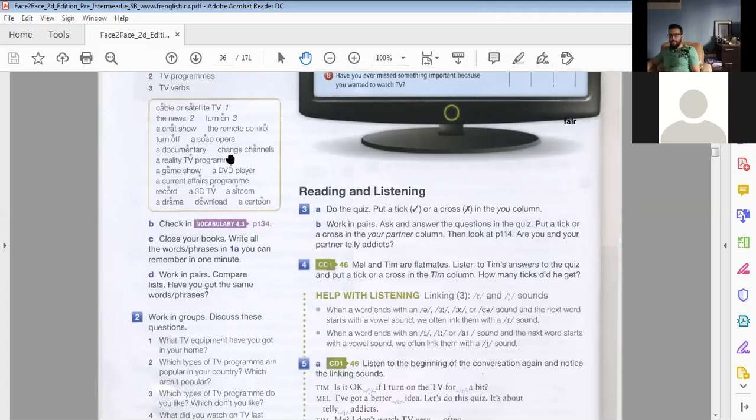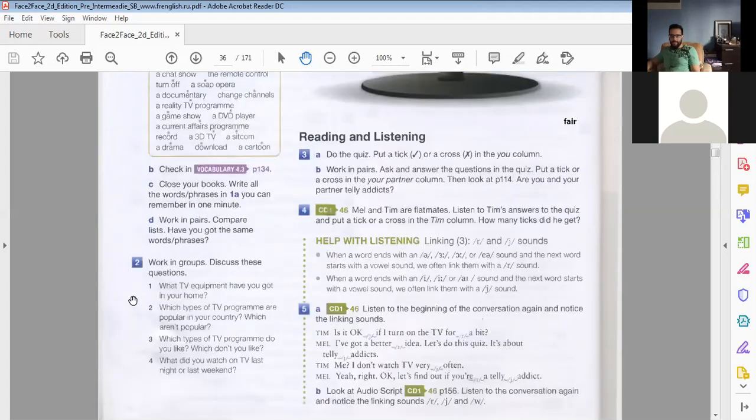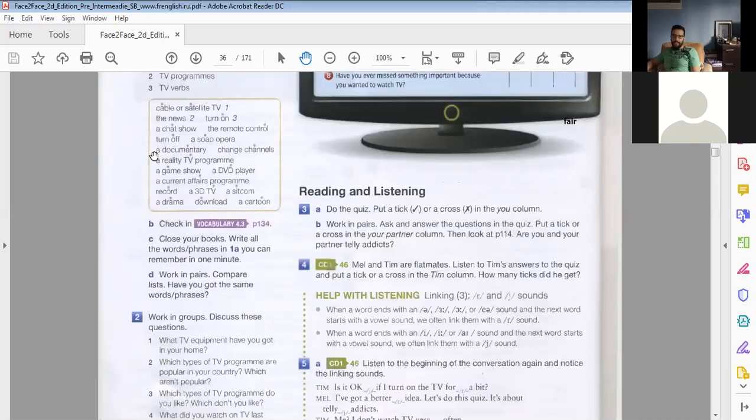Okay, so no problem. So now we have some questions. In question number 2, they want you to give some information related to TV. The first question says, what TV equipment have you got in your home? From all of this equipment, what equipment do you have at home? I have a remote control, cable or satellite TV, and DVD player. Okay.